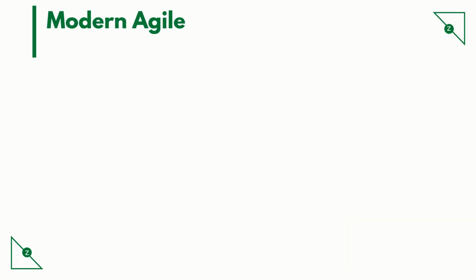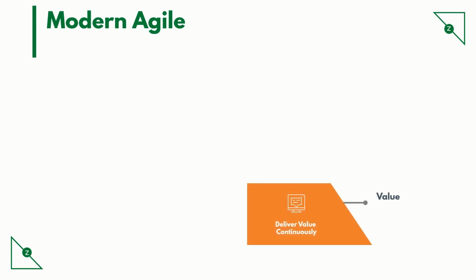Is delivering value the only goal of Agile? Absolutely not. So what composes Agile structure? We can put it in the form of a pyramid. At the foundation, you have to deliver value continuously. That's what keeps the business going.